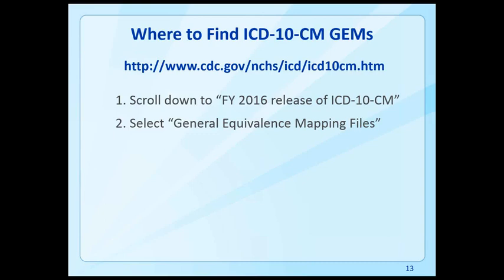What else? I'm trying to think off the top of my head here because I wasn't really thinking of doing a lot of detail about the external cause codes.